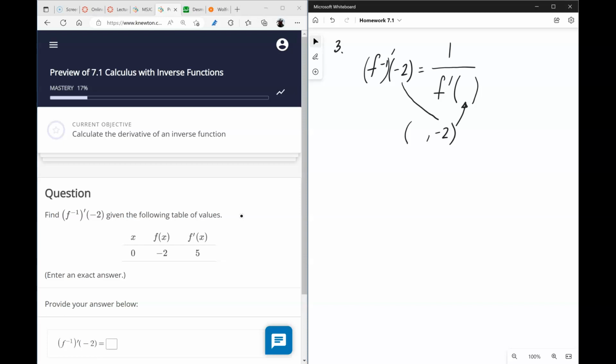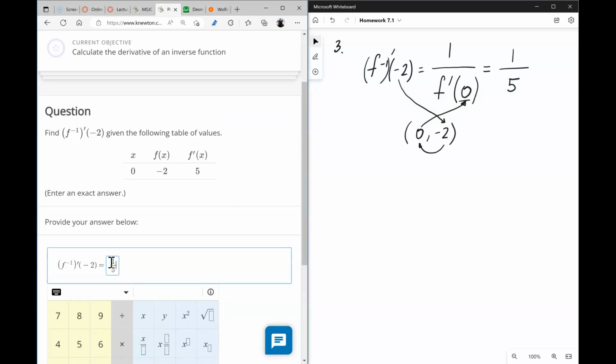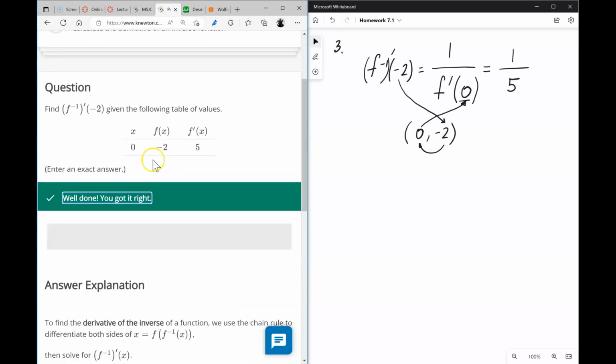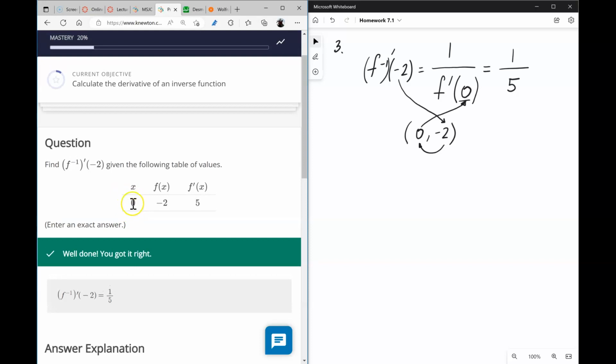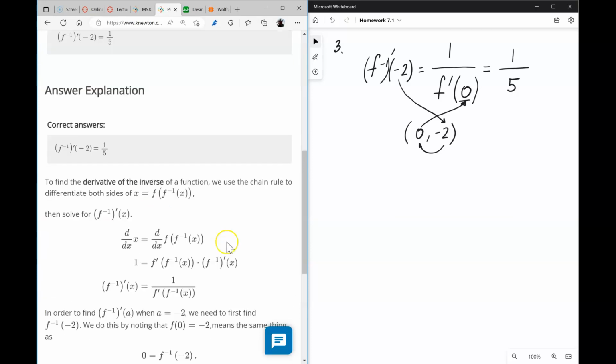So this is how we know what goes where. Whatever input that produces -2 is what goes right in here. And looking at the definition of this function, it says f of 0 is equal to -2. So 0 goes over here. And since the derivative of the function at 0 is equal to 5, the answer is 1/5. It would be more challenging if they provided several values on the y-axis, like x equals 0, x equals 1, 2, and so on. Here it's pretty straightforward.